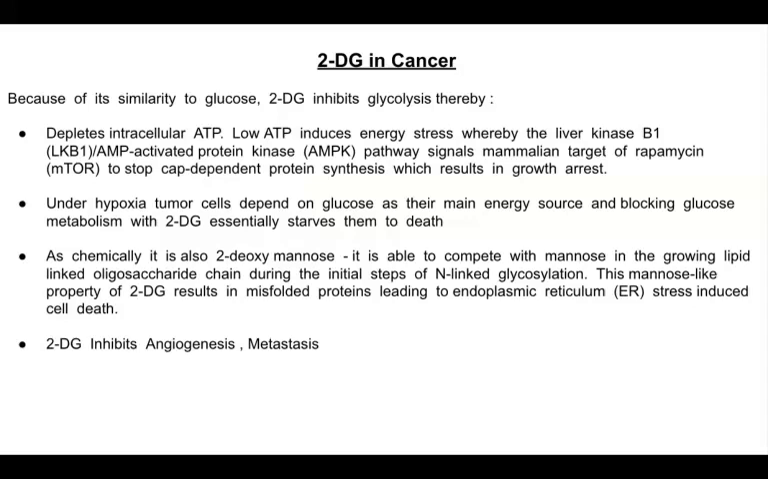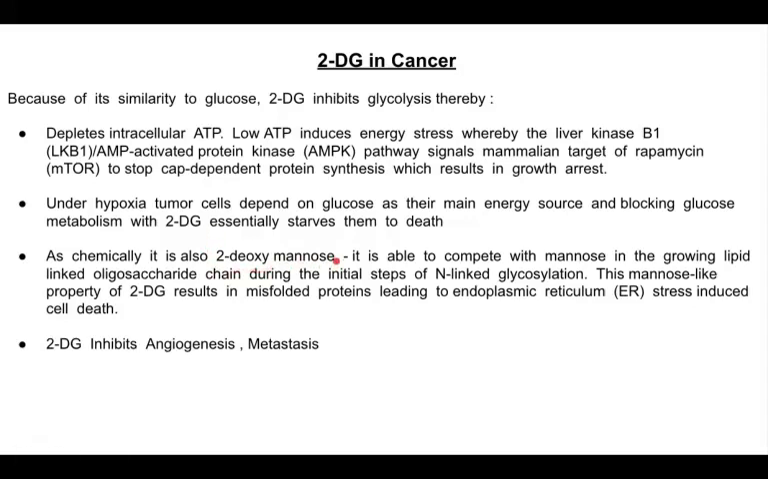What else does it do? Now, I spoke to you about glycosylation, which is a key process in maintaining the structural and functional integrity of a newly translated protein, which occurs in the endoplasmic reticulum. So, this 2DG, apart from blocking glycolysis itself, blocks glycosylation. And how does it do this? It is a decoy to mannose, which is an important sugar in glycosylation.